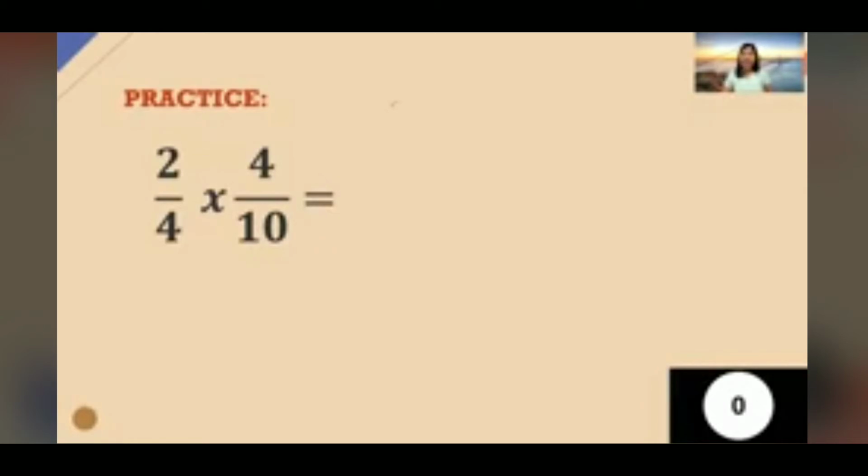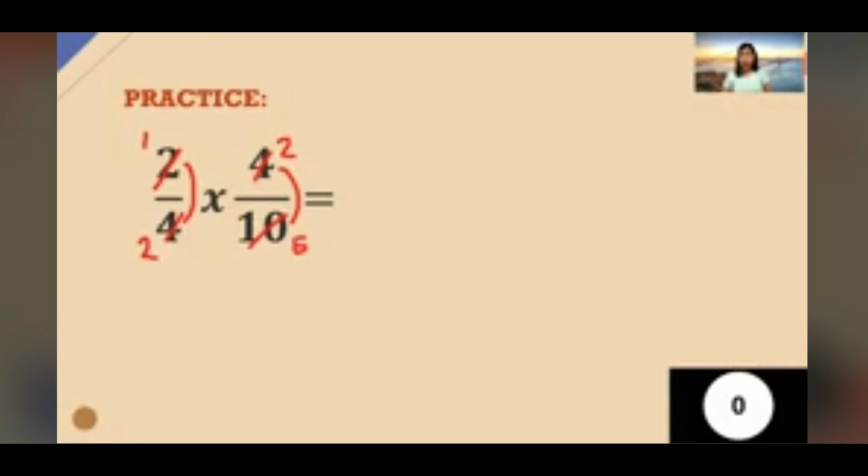Alright, here let us use the option A. So, meron po bang common factor ang 2 and 4? Yes, they are both divisible by 2. So, 2 divided by 2 is 1 and 4 divided by 2 is 2. So, meron po bang common factor ang 4 and 10? Yes, both are divisible by 2. So, 4 divided by 2 is 2 and 10 divided by 2 is 5.